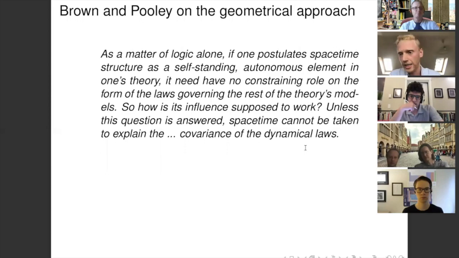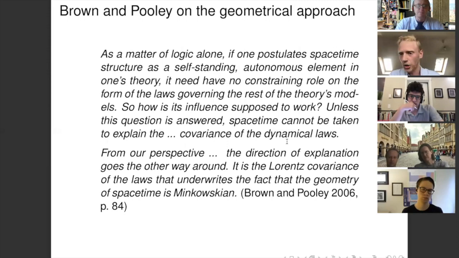But in light of those cases, they say, appealing to space-time to explain why the adequacy conditions hold seems obscure. So they want to see something different. And they write this: from our perspective, the direction of explanation goes the other way around. It's the Lorentz covariance of the laws that underwrites the fact that the geometry of space-time is Minkowskian. Here they're thinking about special relativity. So rather, they think it's the case that the laws explain why the space-time structure is what it is.